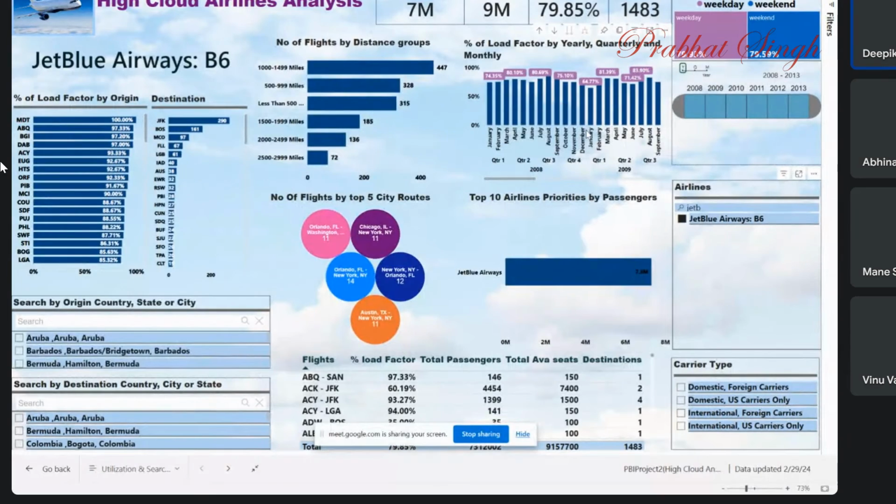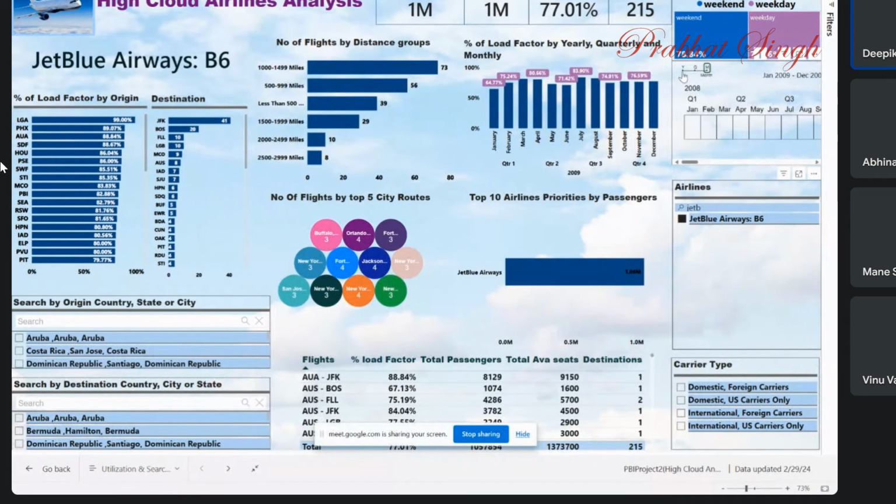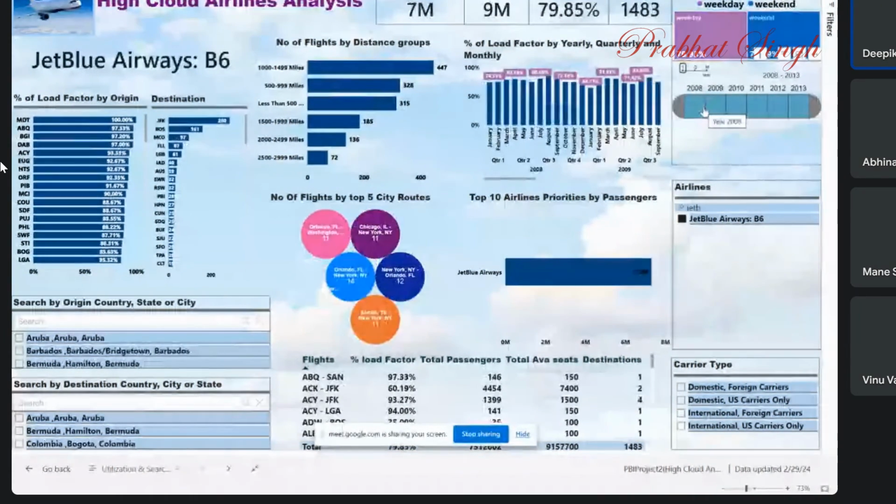On top of the bar chart, we can see the number of flights traveled by distance group in miles, and we can analyze the yearly, monthly, and quarterly utilization metrics of load factors through these date filters. If you want to see the yearly, you can just click on quarterly or monthly. Through these date filters, we can get precise information for the particular data.